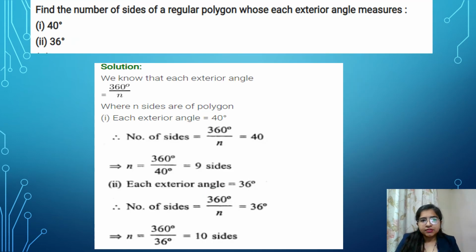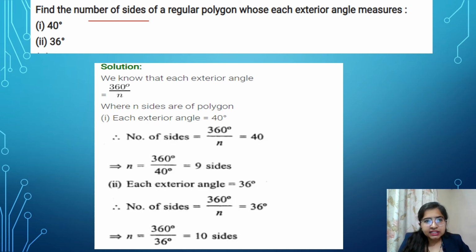Next question is, find the number of sides of a regular polygon whose each exterior angle measures 40 degrees and 36 degrees. What we have to find? Number of sides. You know very well how to find the number of sides. The simple formula is 360 divided by the measure of each exterior angle.